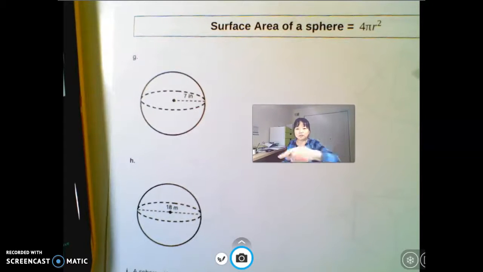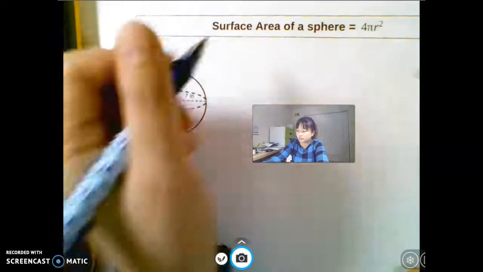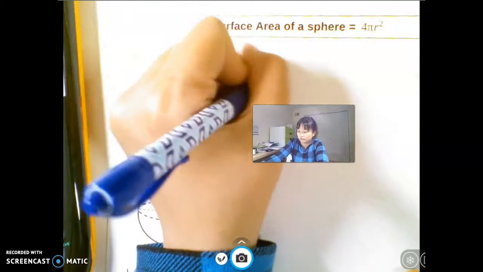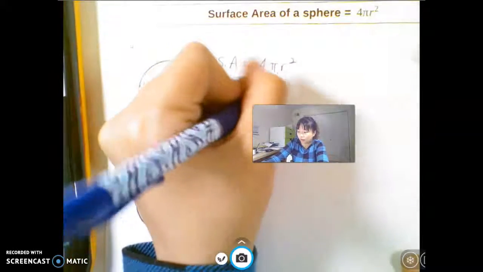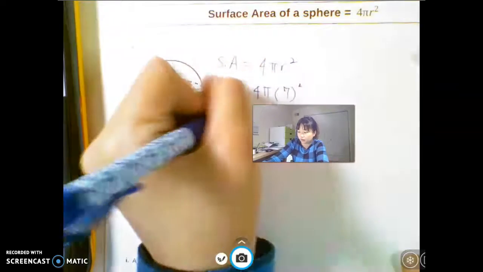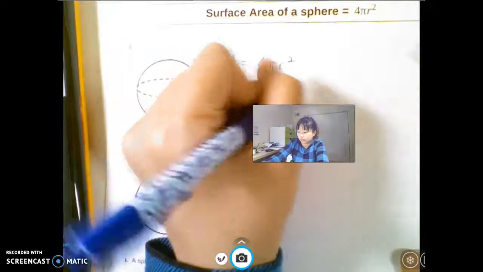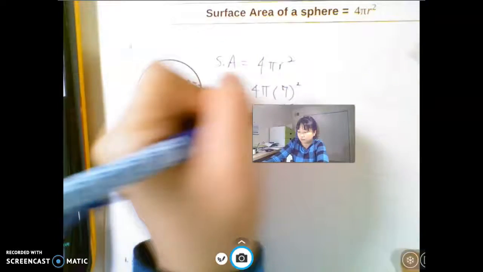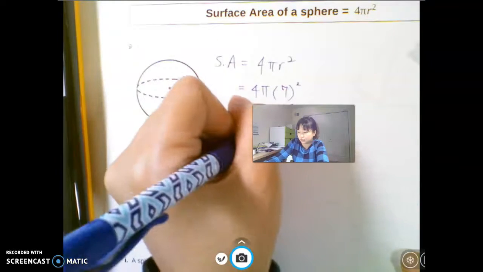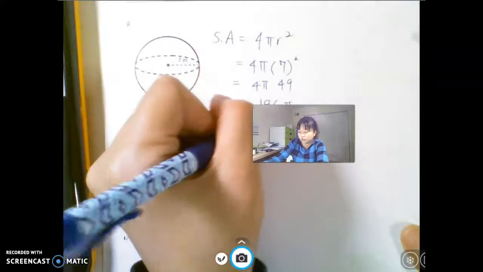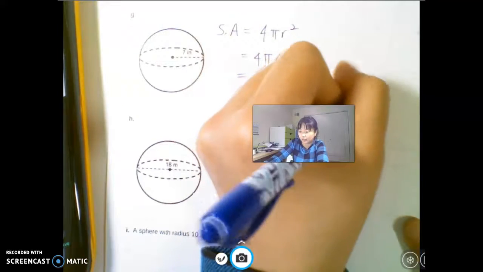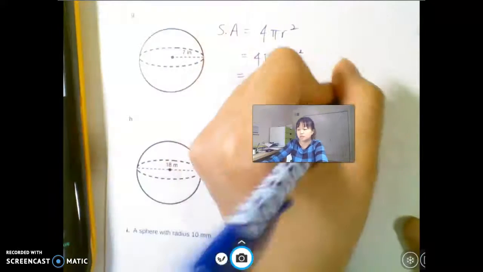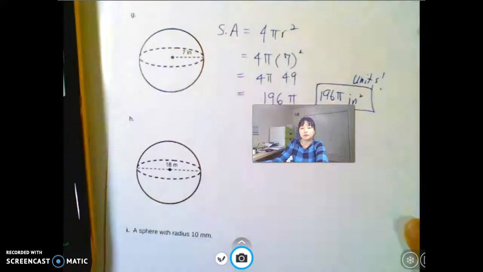But you know what? The formula's up there. This is like a no-brainer. Sphere, the surface area of a sphere is 4 pi r squared. Done. So look at that. 4 pi 7 squared. 7 squared is 49. 4 times 49 is 196 pi. So that is just 196 pi. Well, of course, when you want to lock in, box in your answers, make sure you put the unit. Units. Done.